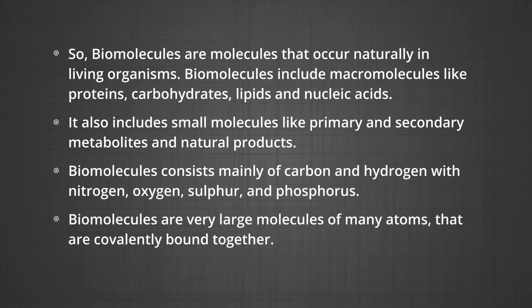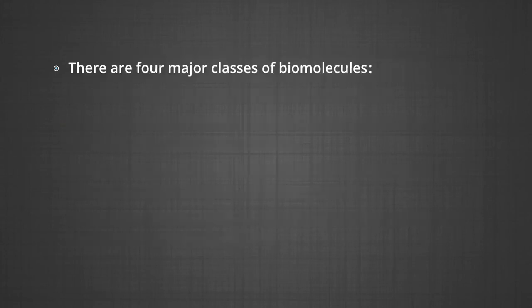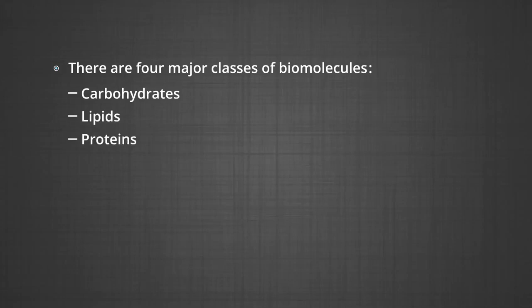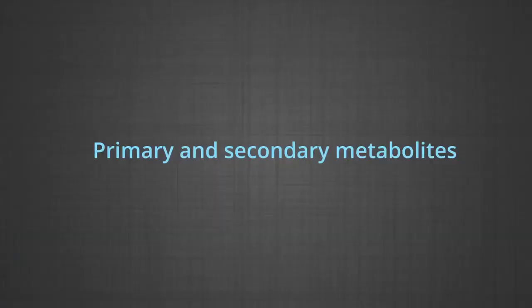Biomolecules are very large molecules of many atoms that are covalently bound together. There are 4 major classes of biomolecules. You can say first is carbohydrate, lipids, proteins, nucleic acids. Now, what are the primary and secondary metabolites? The metabolites are the products of metabolism.